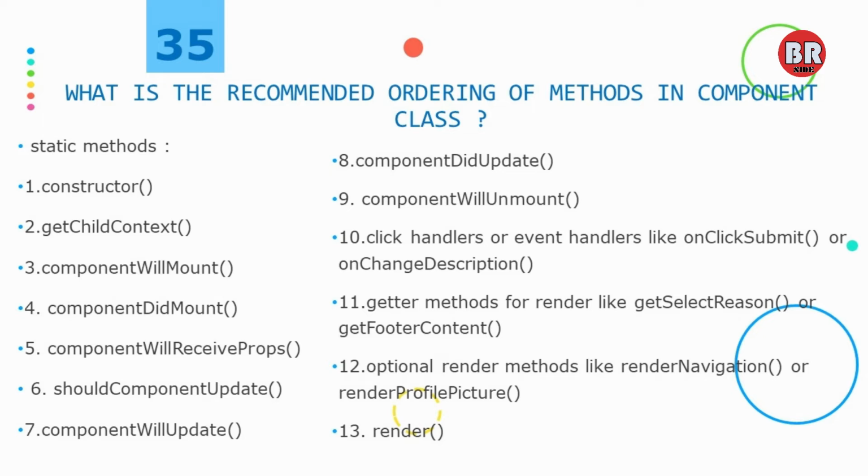componentWillUnmount. Click handlers or event handlers like onClickSubmit, or onChangeDescription. Getter methods for render like getSelectReason, or getFooterContent. Optional render methods like renderNavigation, or renderProfilePicture. Render.